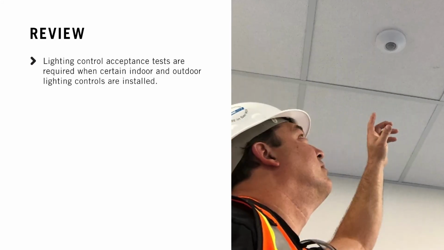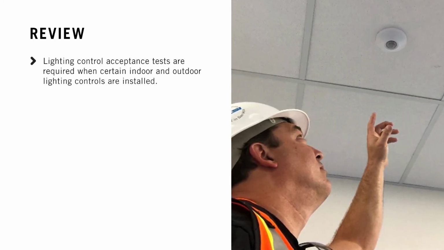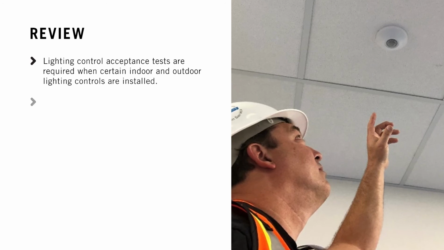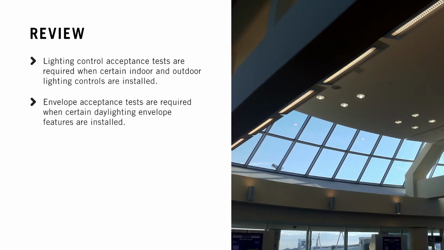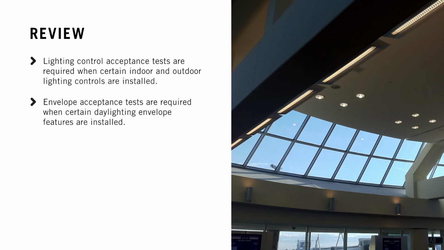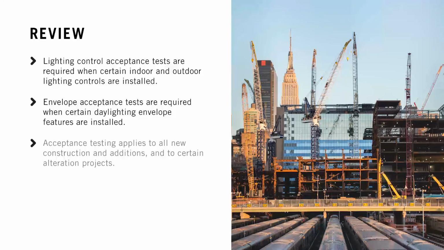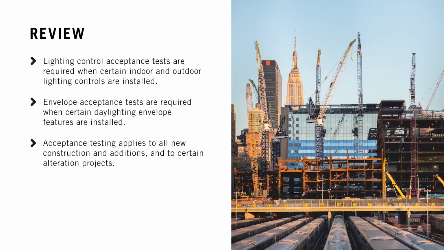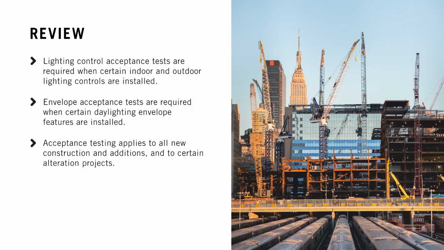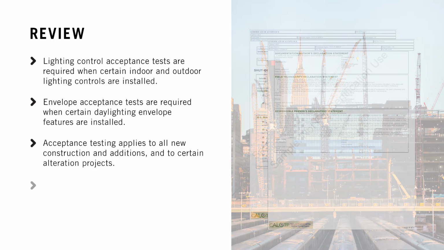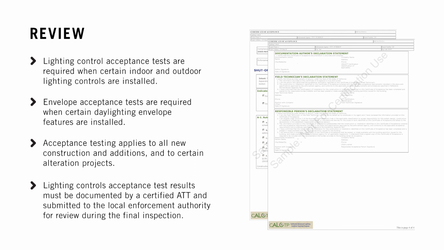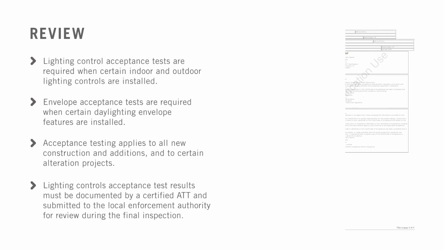Let's recap what we've learned. Lighting control acceptance tests are required when certain indoor and outdoor lighting controls are installed. Envelope acceptance tests are required when certain daylighting envelope features are installed. Acceptance testing applies to all new construction and additions and to certain alteration projects. And lighting controls acceptance test results must be documented by a certified ATT and submitted to the local enforcement authority for review during the final inspection.